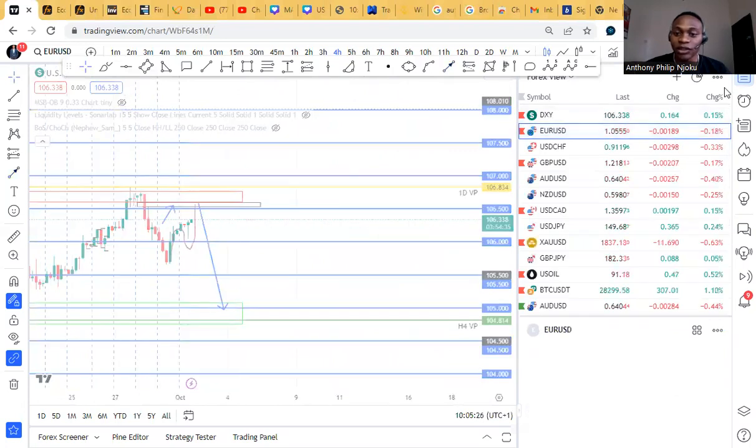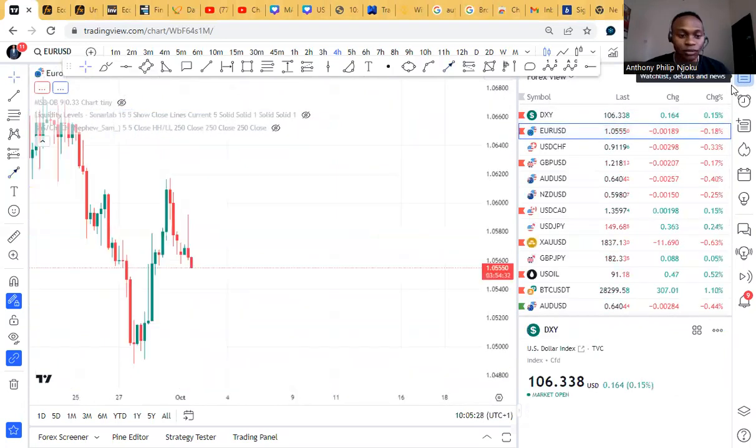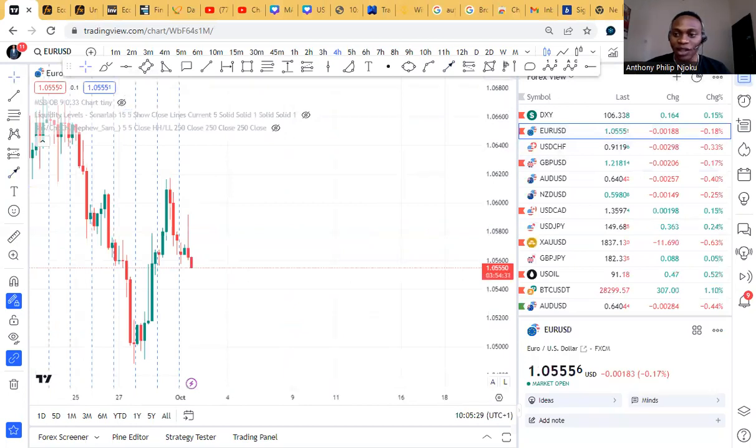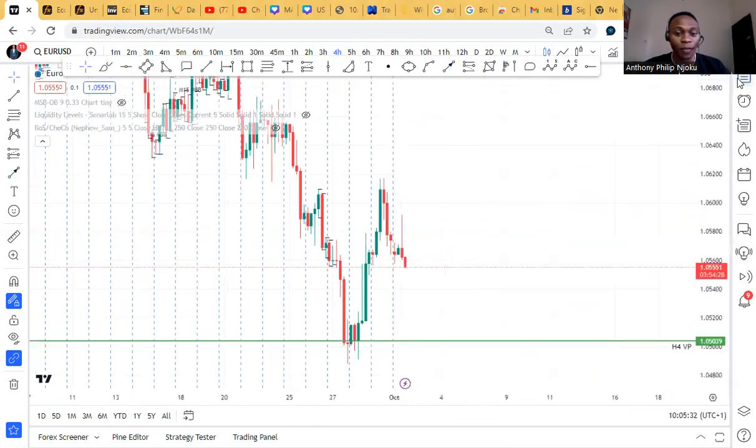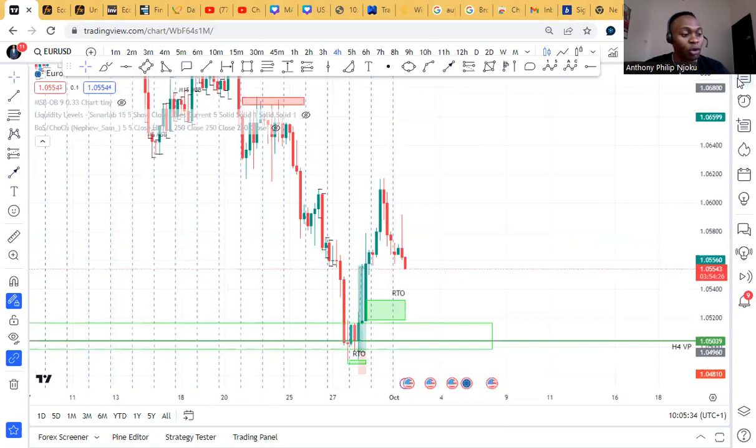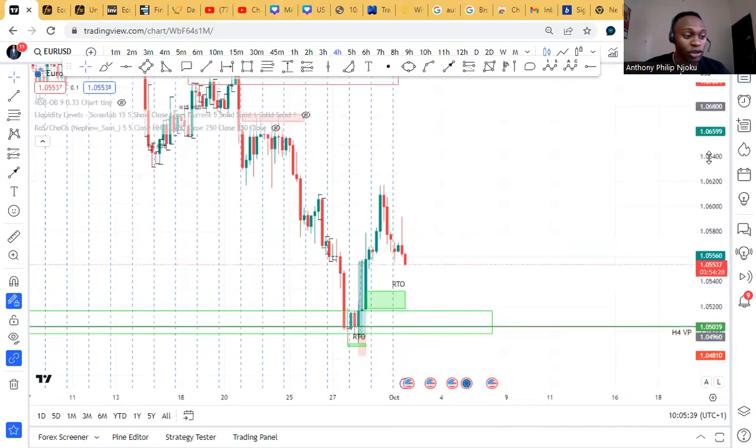Then the next is Euro USD. Since we're expecting DXY to drop in value, I see Euro USD increasing in value as well, since DXY is dropping in value.